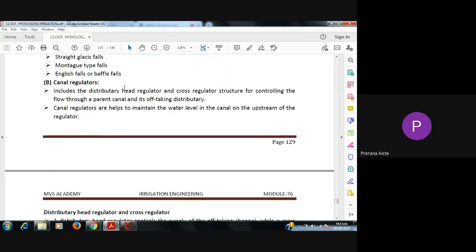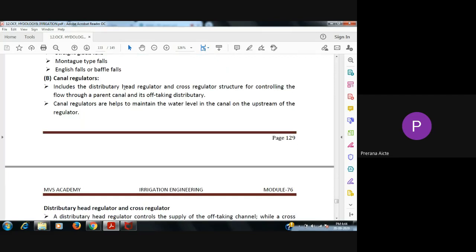Then canal regulators. The name itself indicates regulation, meaning to regulate. It includes the distributary head regulator and cross regulator structures for controlling the flow through a parent canal, and it is the take off from the distributary. So when the main canal is flowing, the water is supposed to take off from the main canal. Right? The regulation works are necessary. So that's why it's provided in that location.